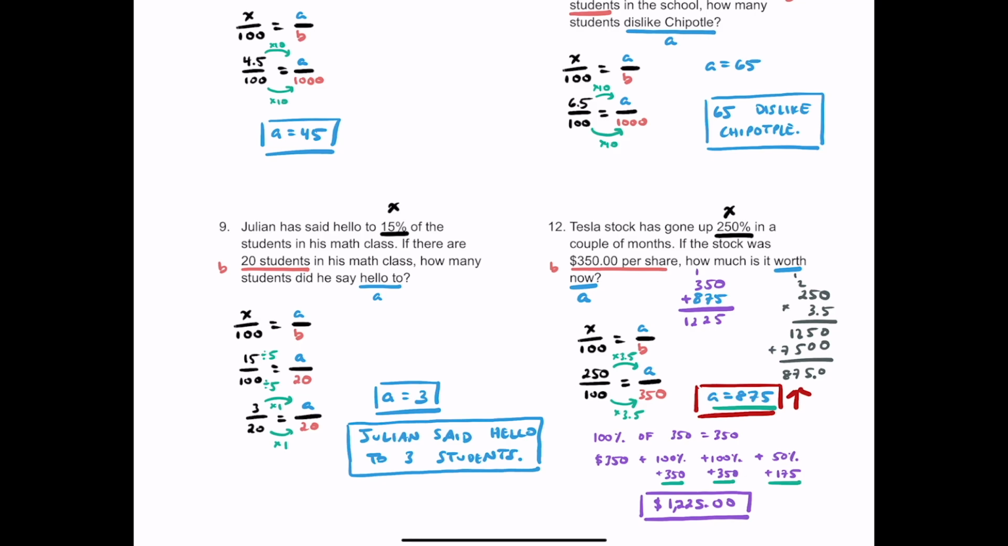Okay, so this one is definitely a more tricky problem. We're still using percent proportions. It's just that when we found the value of A, which is the new price of the stock, it's actually this is how much it increased by.